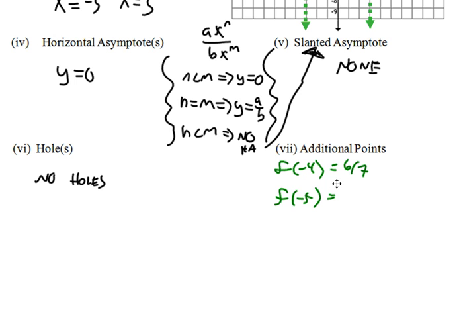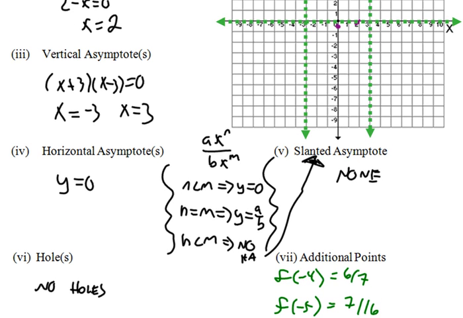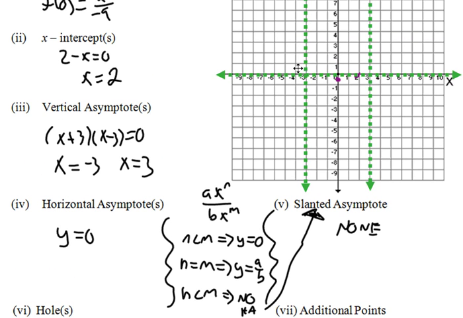and at f of -5, we would get 7/16. Okay, so 6/7 is almost 1, right? If this 6 was a 7, then it'd be 1. So it's going to be really close to 1. So I'm going to go to -4. It's about right there. So it's super close to 1.